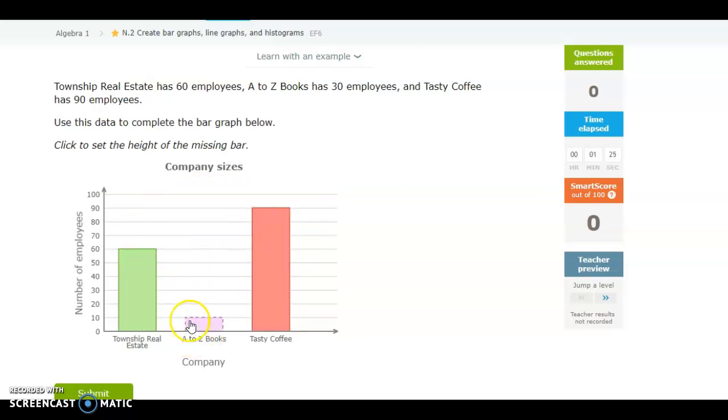so we know we're going to make A to Z. So we got to go back up into the problem and find where it talks about A to Z. It says A to Z Books has 30 employees. So I'm going to look at my y-axis to find where it has number of employees labeled, and I'm going to make my bar go to the 30.